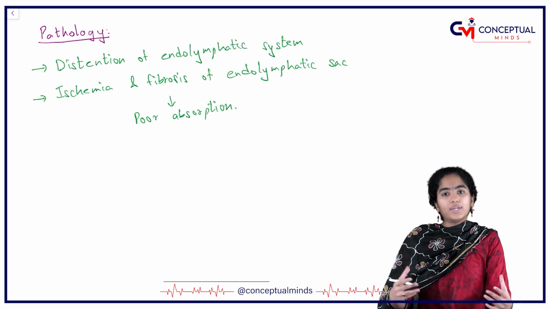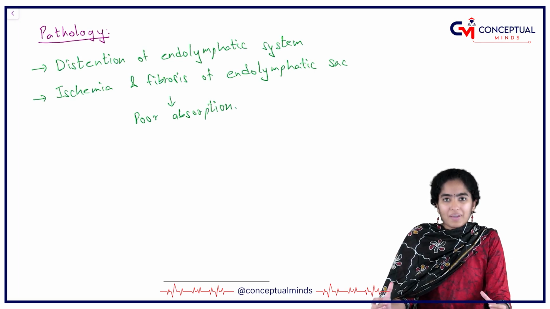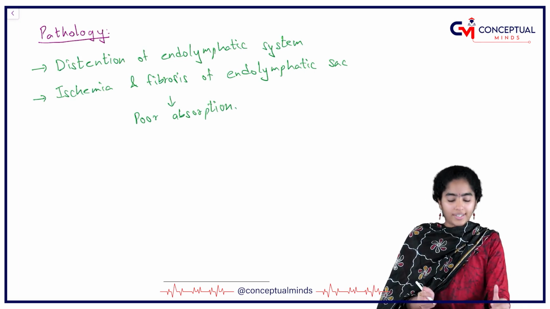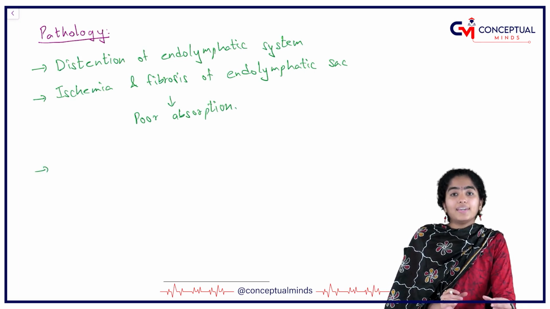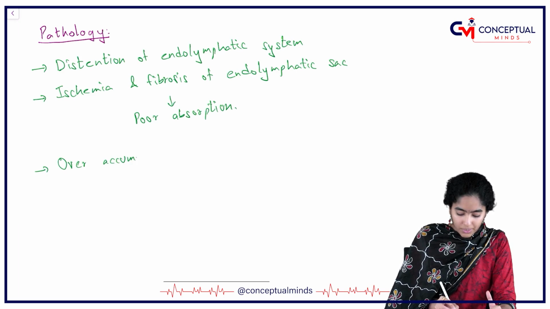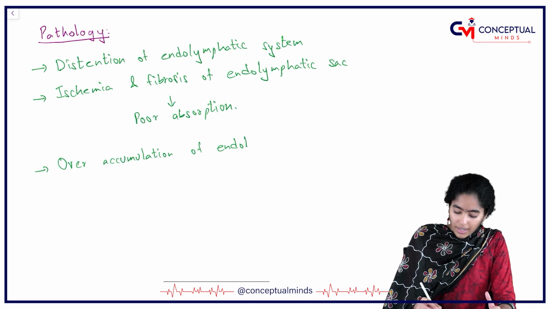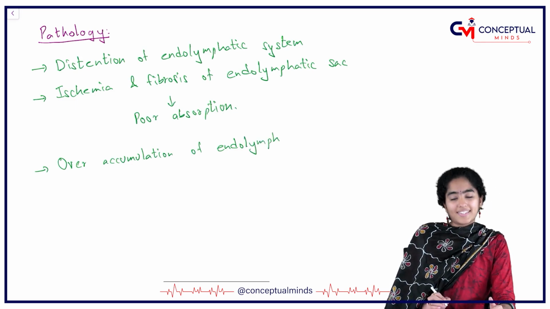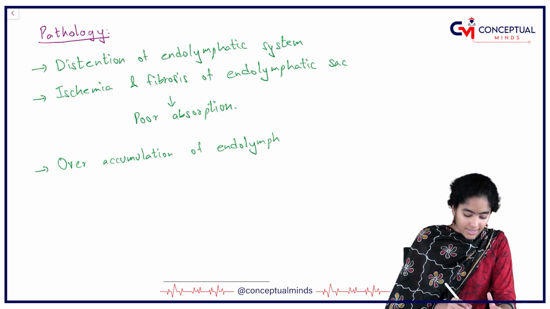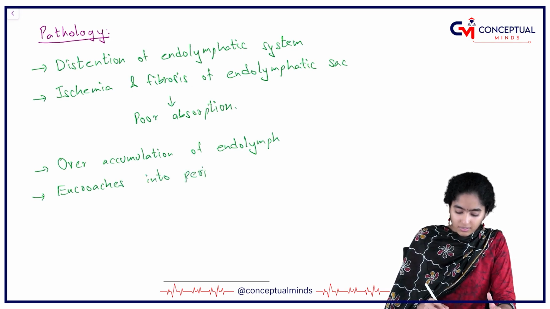And now the over-accumulated endolymph will expand in its chamber, but the space is limited. So it expands at the expense of the perilymphatic space. The endolymph is accumulating and expanding, so there is over accumulation of endolymph, and this expanded area is encroaching into the perilymphatic space.